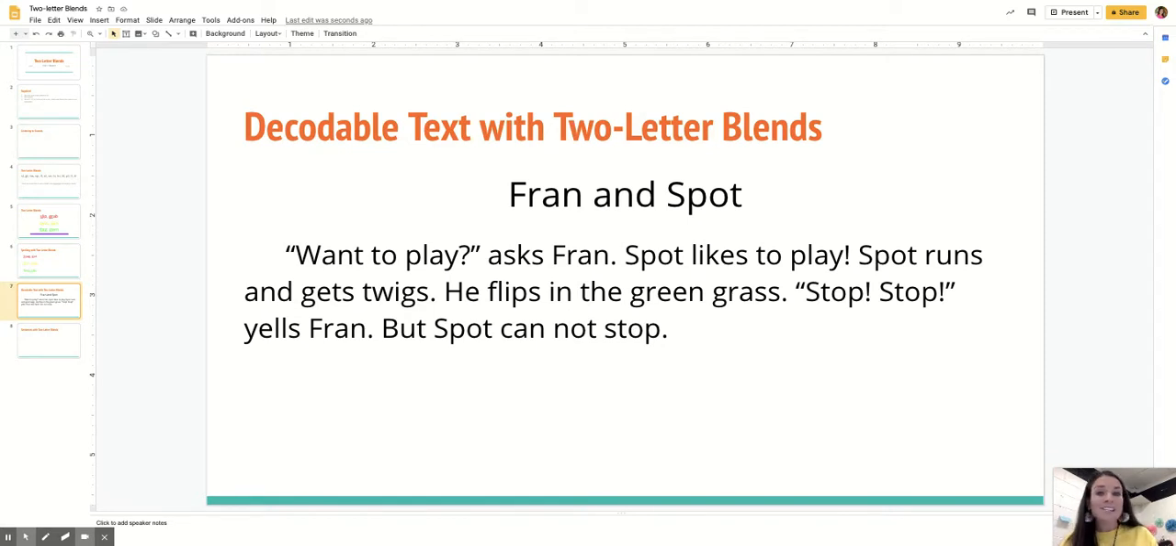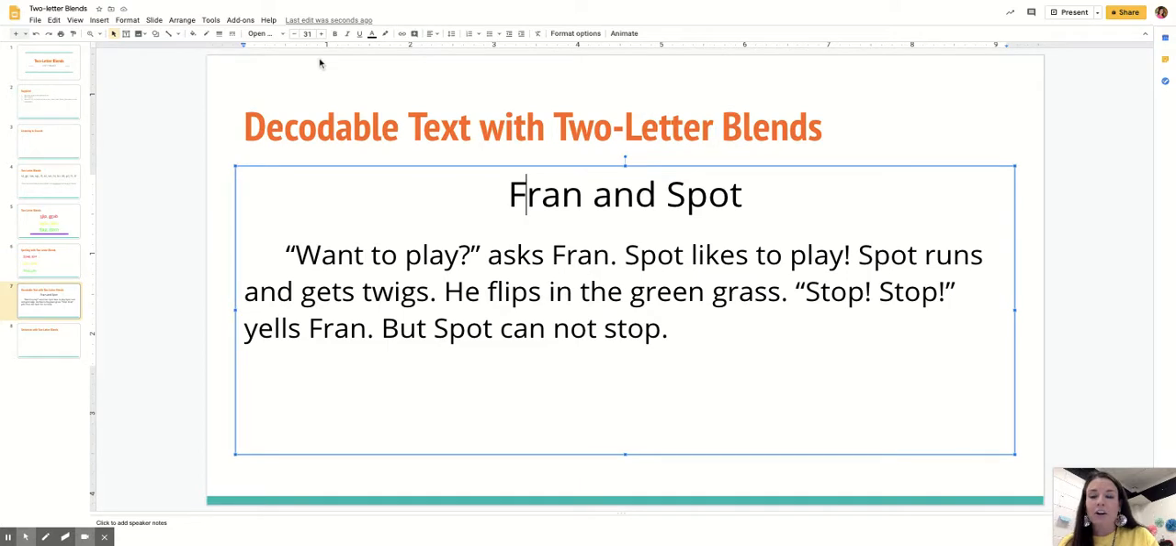All right, so I see a lot of two-letter blends. And so what I'm going to do is I'm going to use my highlighter, and I'm going to highlight anytime I see a word with a two-letter blend that we've talked about. Right from the beginning, I see Fran is a two-letter blend. It has the FR. I see Spot has a two-letter blend. It has the SP.